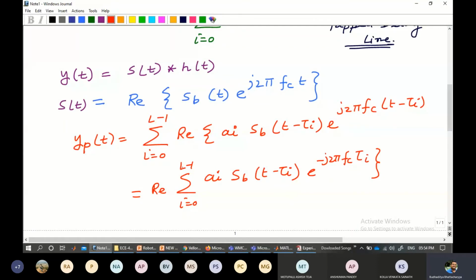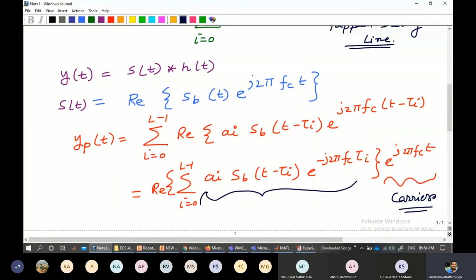I will keep this in a bracket, and e to the power j 2 pi f_c t is something we are taking out. It's simple; we are just calculating over here and taking this out. Why? Because this happens to be the carrier part. Again, you can see that we have eliminated the carrier over here. In most modulation, there will be a message signal and a carrier signal that encapsulates the message signal. So this whole thing that you're looking at, including the real component, is called the complex baseband signal.